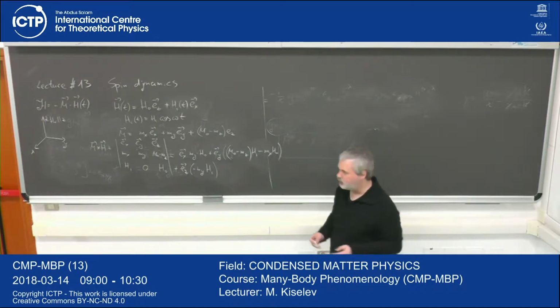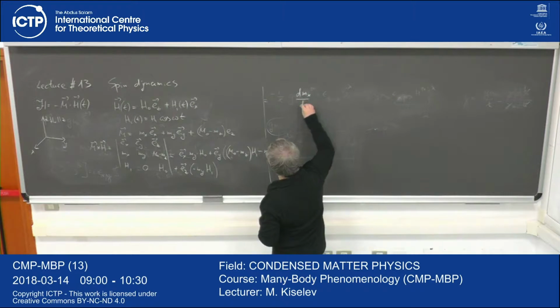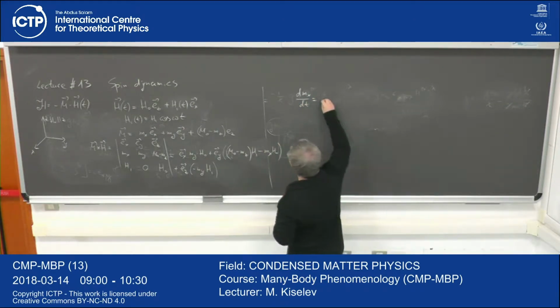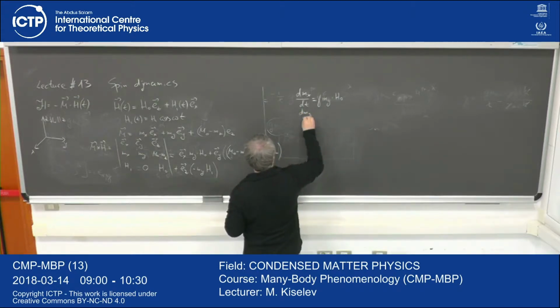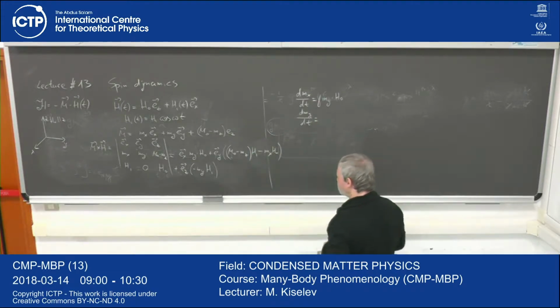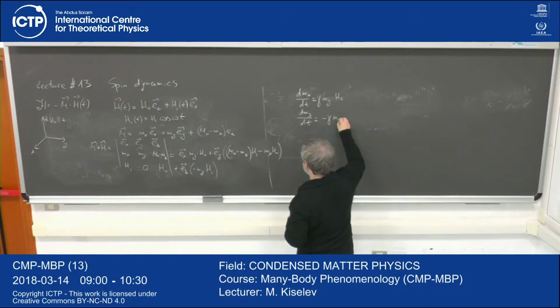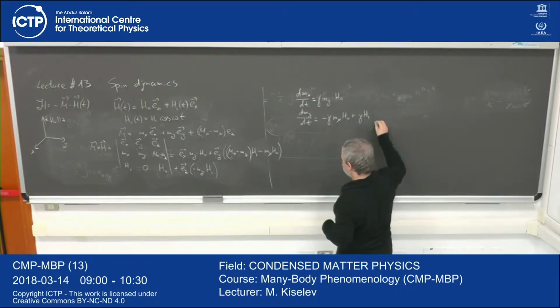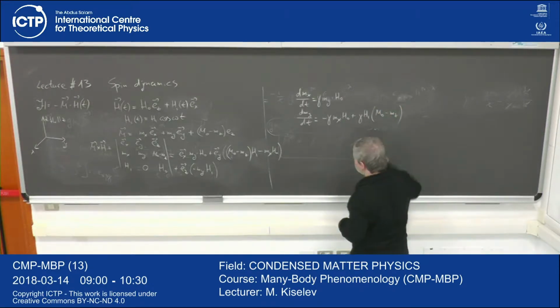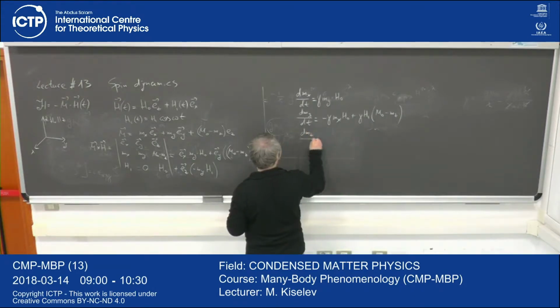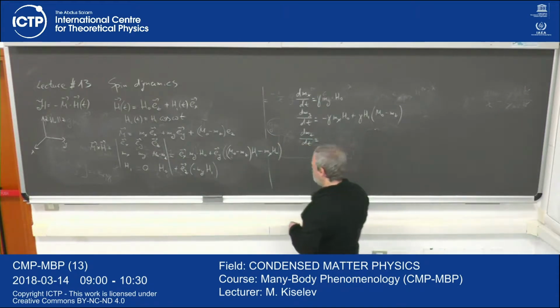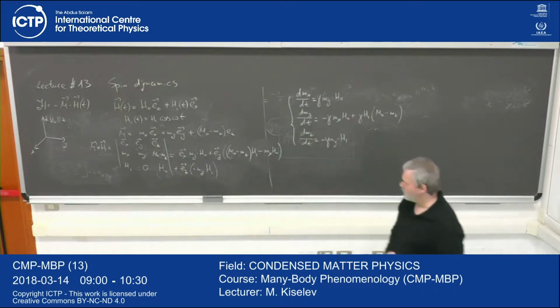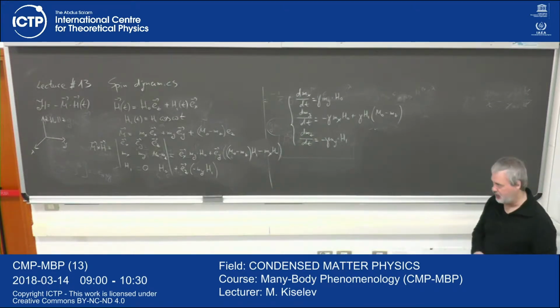So I'm writing down the equation of motion component by component. So dmx over dt is equal to gamma my times h naught. dmy over dt is equal to minus gamma mx times h naught plus gamma h1 times (m naught minus mz), and dmz over dt is equal to minus gamma my times h1. So these are three differential equations written component by component.